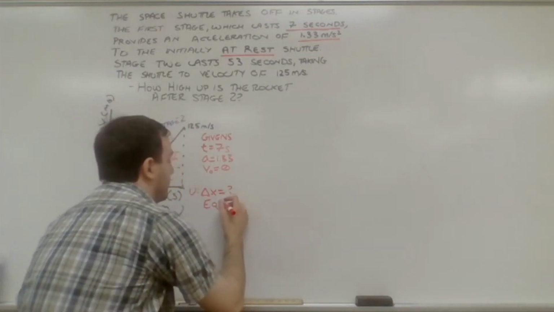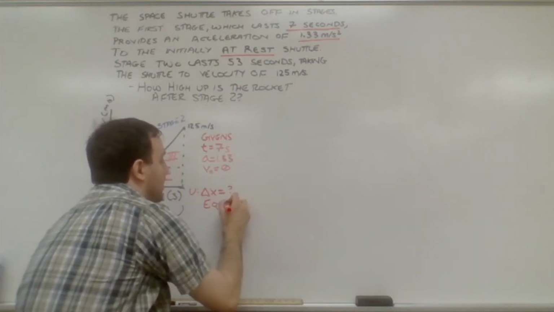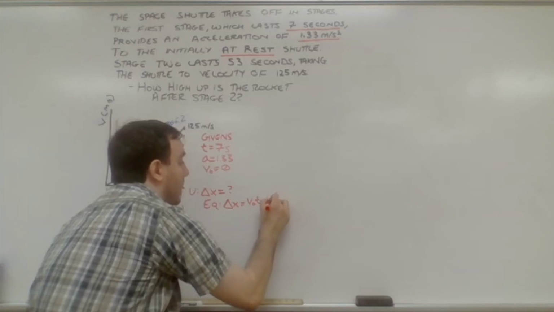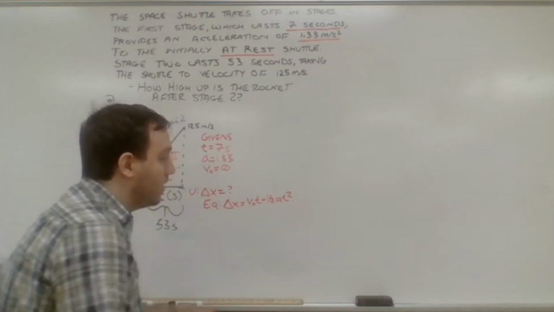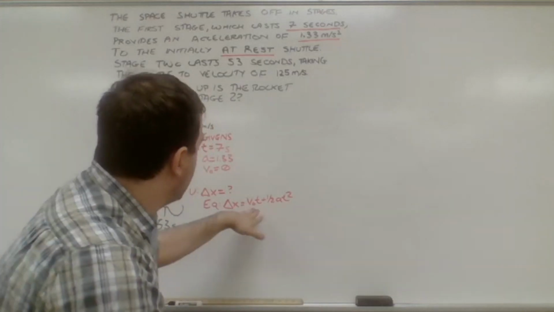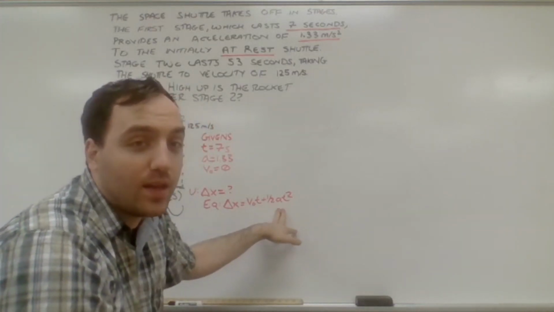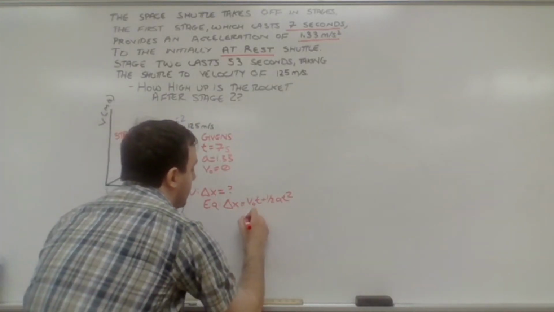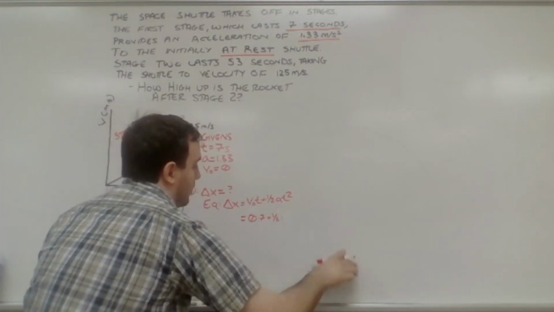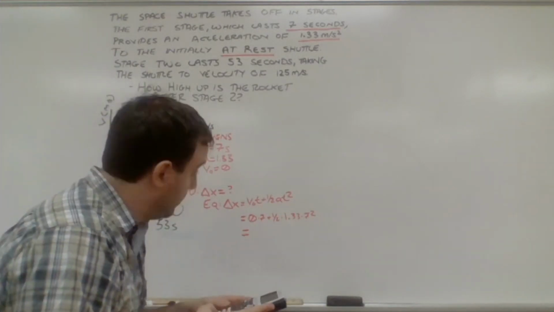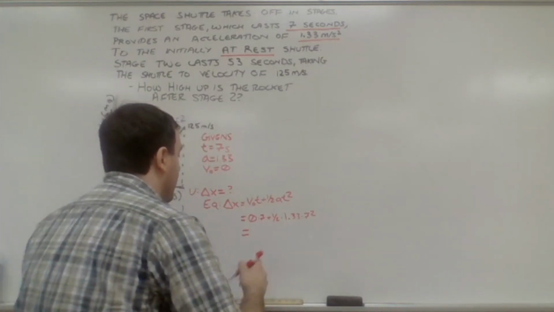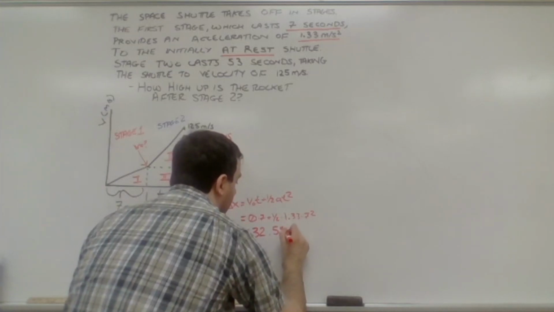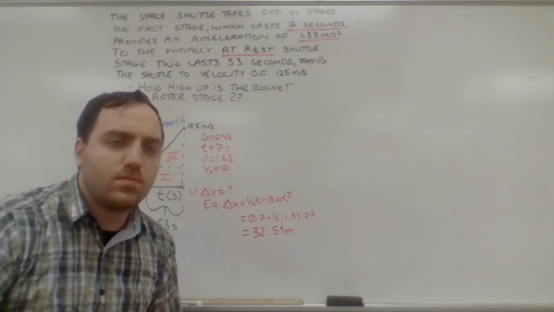And my equation, in this case, that ties these 4 variables together is delta x equals v naught t plus 1/2 a t squared. Which, if you'll notice, since my initial velocity is 0, this is just the triangle area. Same idea, same thing. Plug in my numbers. And I should get 32.5 meters. And that's this section.